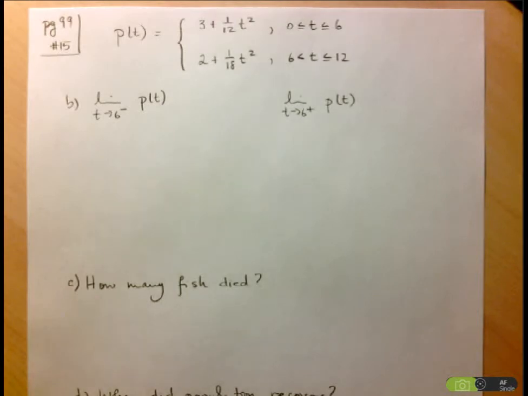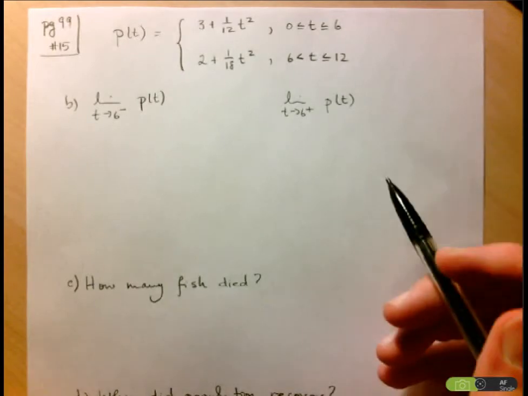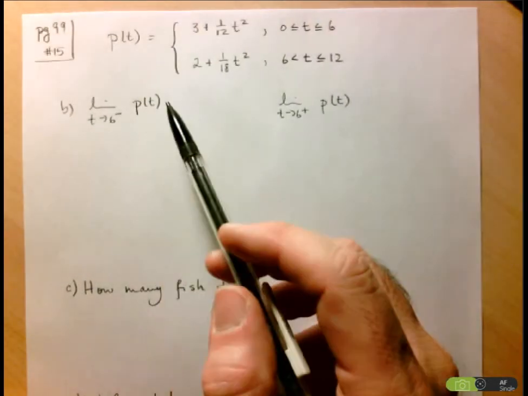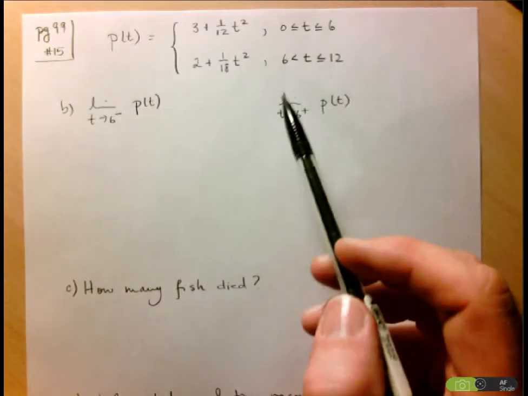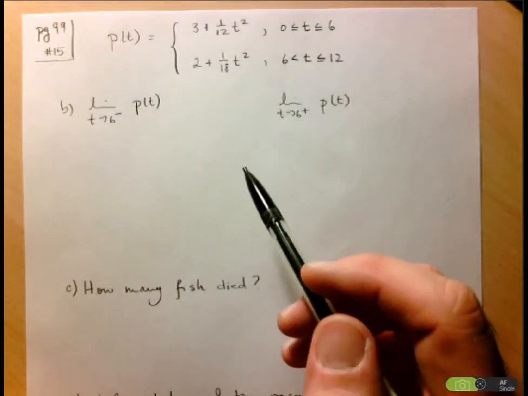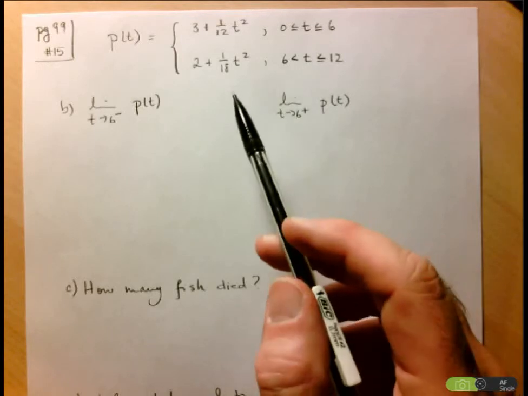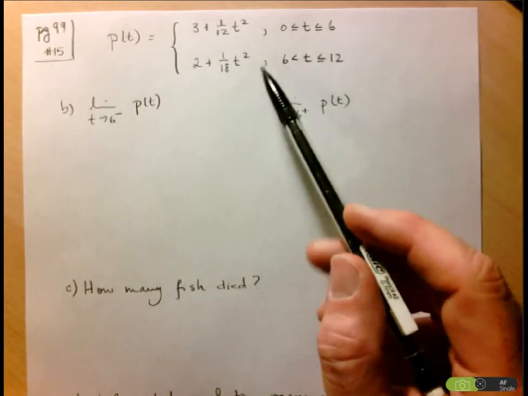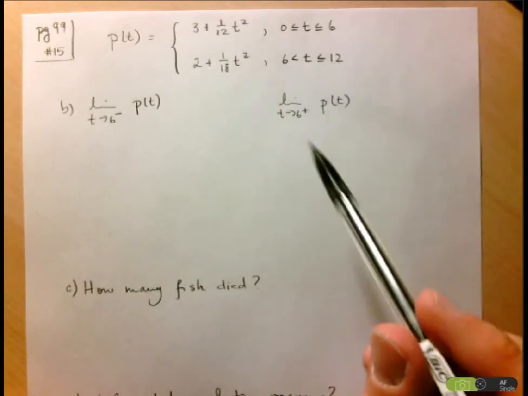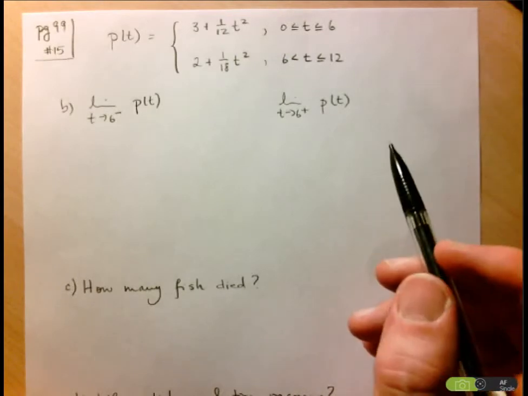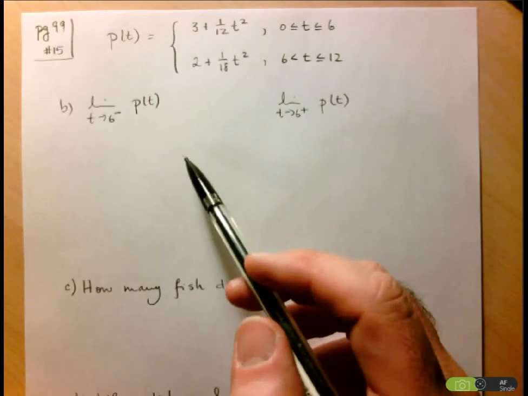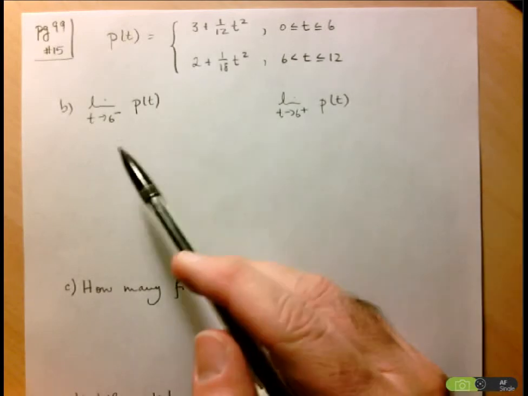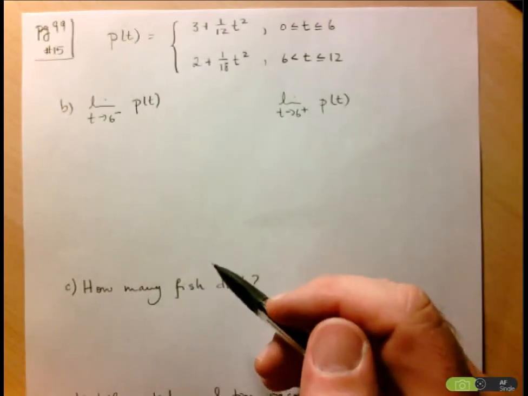Hi folks, we're taking a look here at number 15 from page 99. So they give us this function P, which represents the population of fish in a lake over a period of 12 years. Okay, and at year 6, catastrophe occurs, there's a chemical spill, and that changes the model for the fish population in the lake.